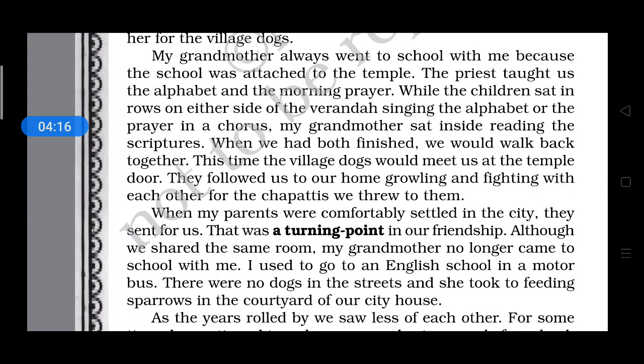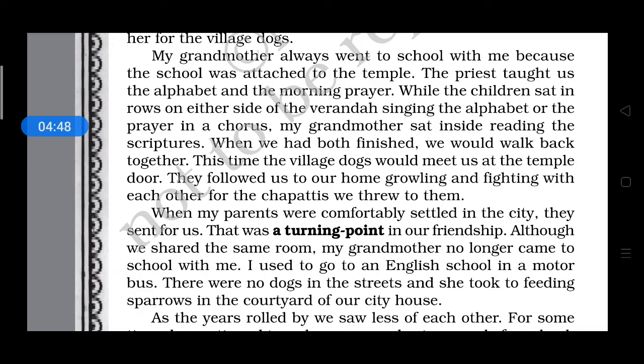While the children sat in rows on either side of the veranda singing the alphabet or the prayer in a chorus, my grandmother sat inside reading the scriptures. So, the lady is also there and she is also reading the scriptures. Scriptures means holy books, the ethical or moral learning things that she is reading. When we had both finished, we would walk back together.